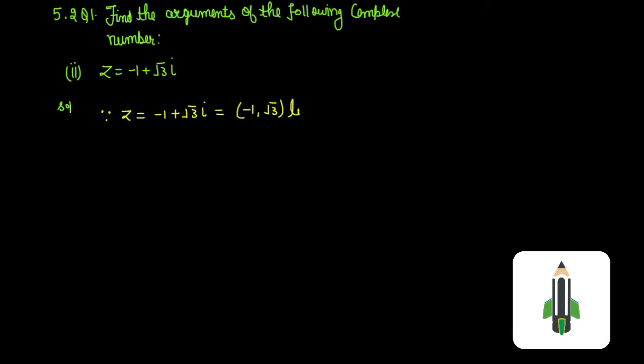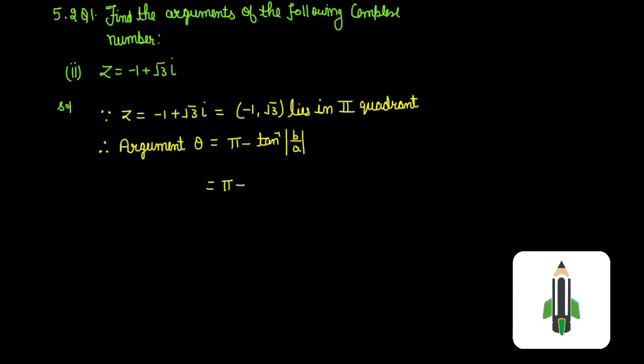-1 and root 3 lie in the second quadrant. Therefore, argument theta is equal to pi minus tan inverse b upon a, which is in modulus. Then pi minus tan inverse, the value of b, which is the imaginary part, is root 3 upon -1. Pi minus tan inverse root 3, because in the modulus the negative value will be positive.